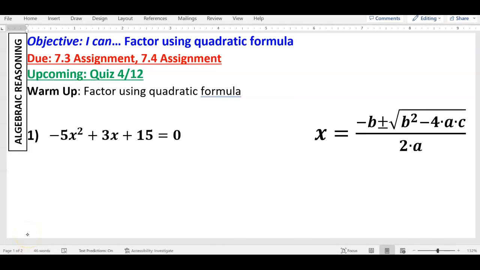So we're going to continue factoring using the quadratic formula. Like we said on Friday, factoring doesn't always work, but the quadratic formula always works, okay? Just sometimes you get ugly decimals, and that's fine, okay?